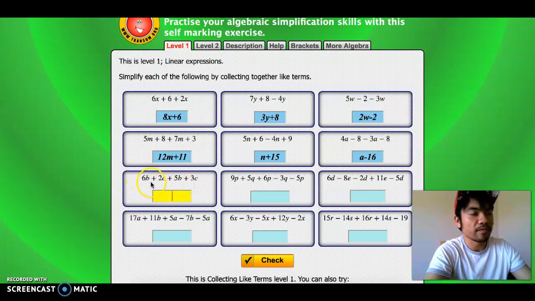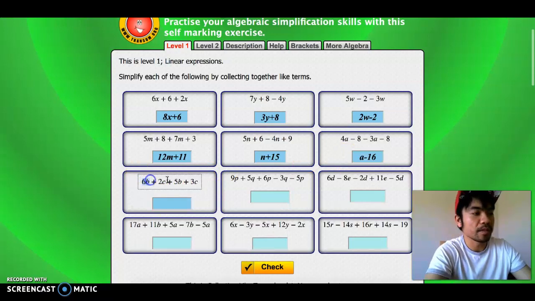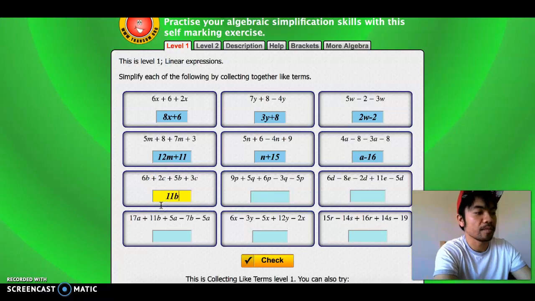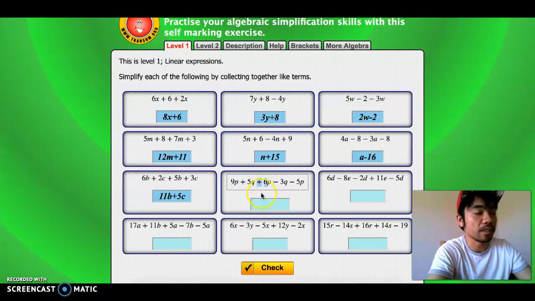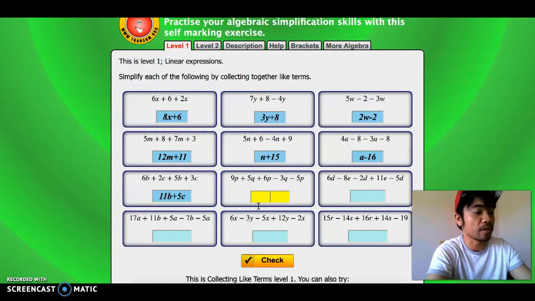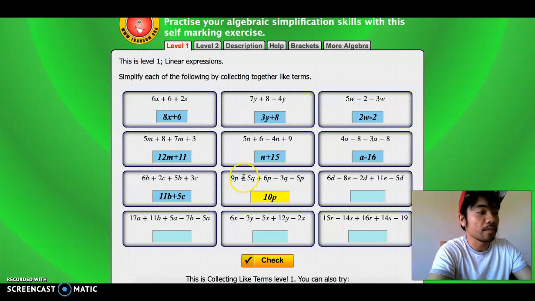Okay, I'm just going to quickly fly through this. 6b plus 5b is actually 11b. 2c plus 3c is actually 5c. Oh my god, so many p's. 9p plus 6p is 15p's. Minus 5p is actually 10p. And then plus 5q minus 3q is actually negative 2q.